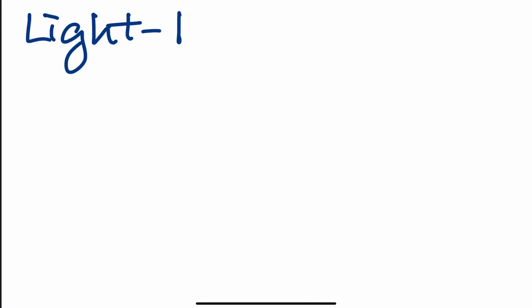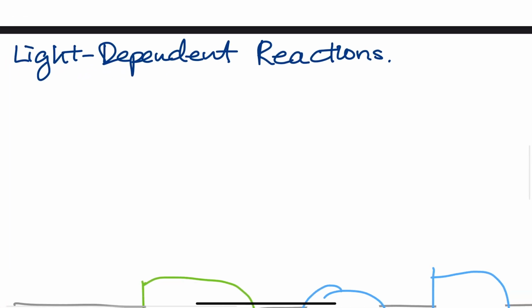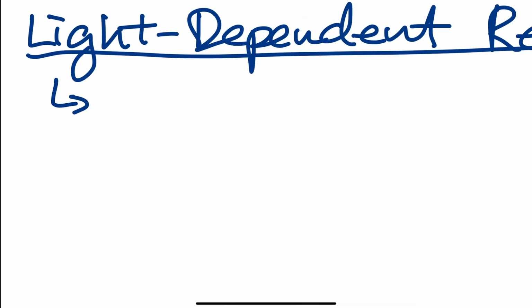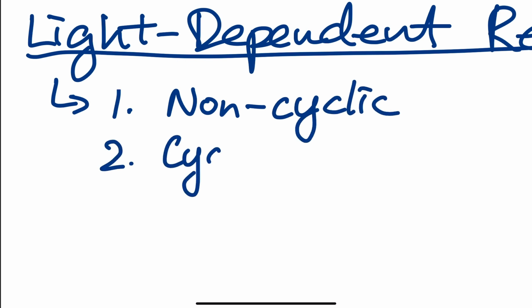So write that down. This is the light dependent reactions. And there's actually two ways that this can go. One is non-cyclic photophosphorylation, and another one is cyclic photophosphorylation.